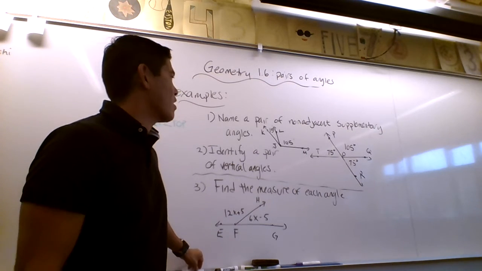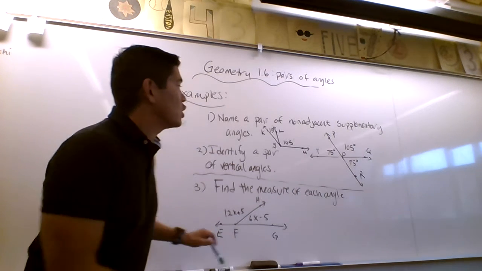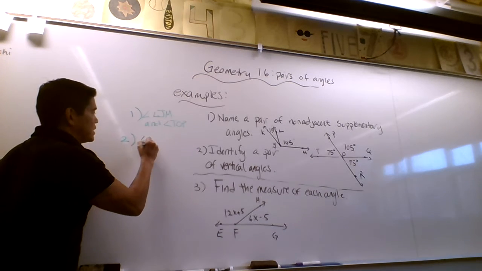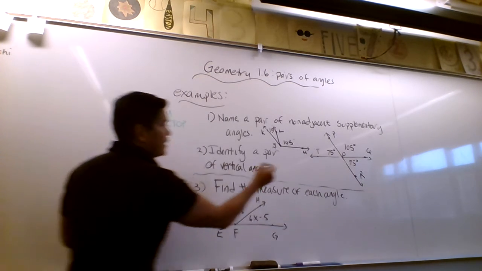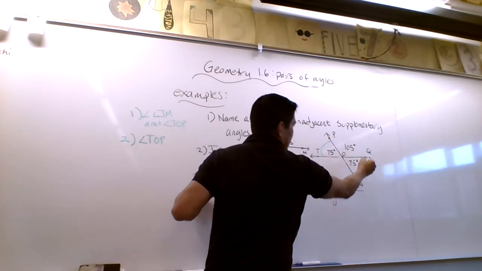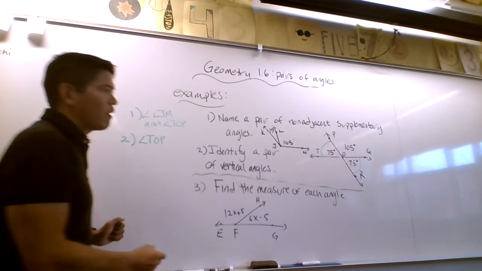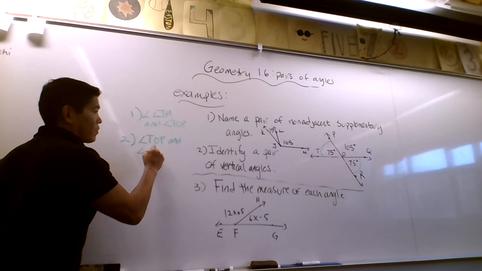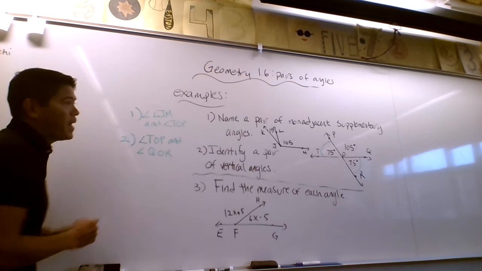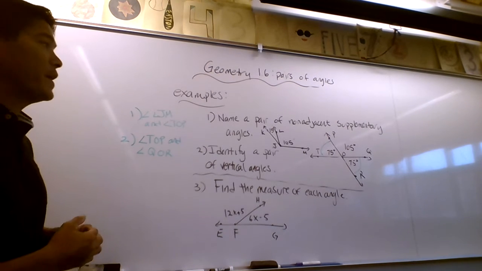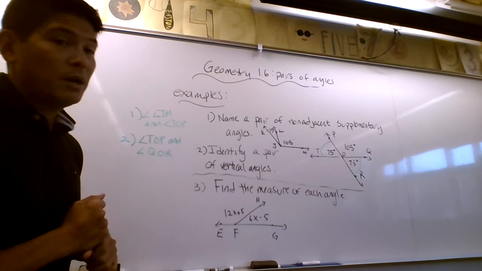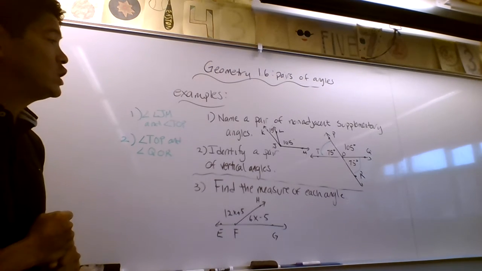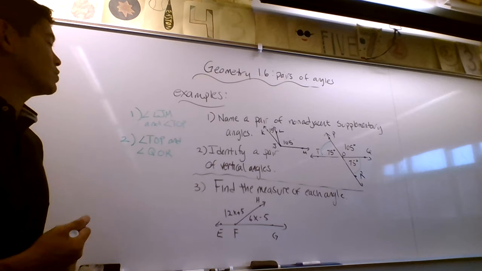But then a pair of vertical angles could be something like angle TOP, this angle right here, and angle QOR on the opposite side. That's a pair of vertical angles. Maybe you're thinking angle POQ. That would be a vertical angle with angle TOR. So that would work as well.